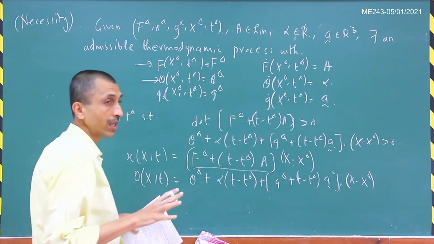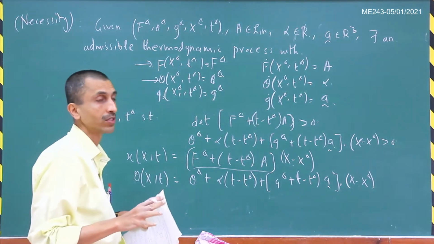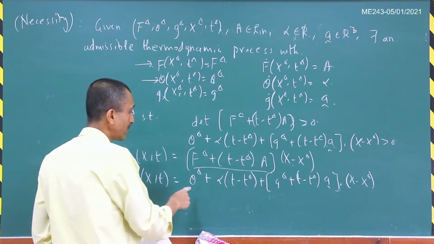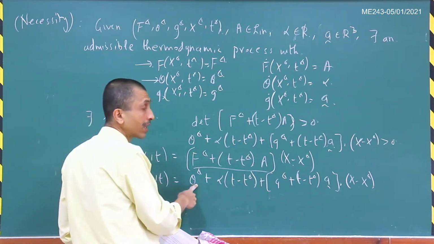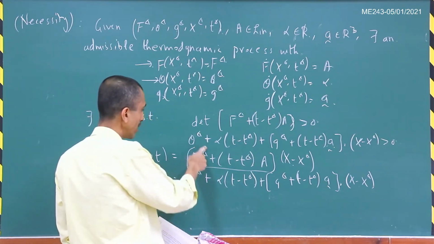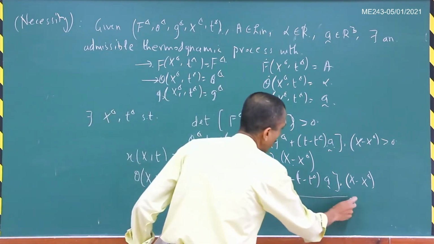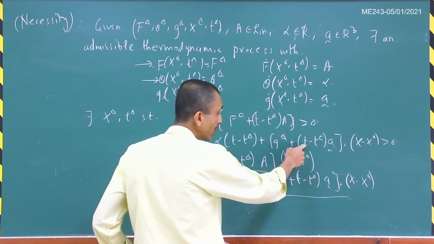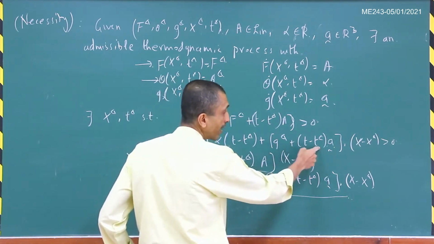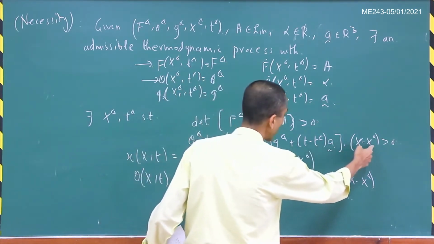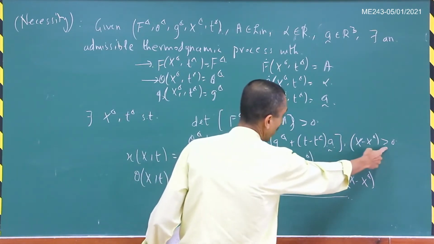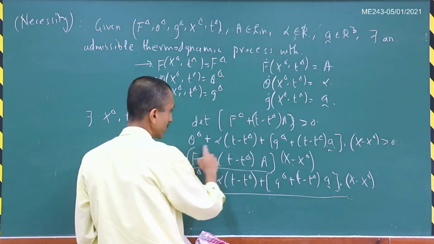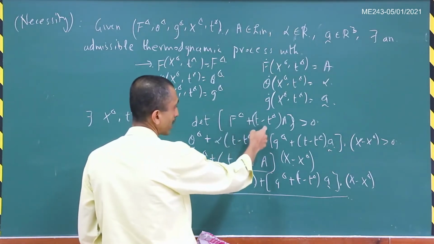And it is an admissible thermodynamic process. So what do we mean by admissible thermodynamic process? That means it satisfies the condition that the absolute temperature should be greater than 0. That is what is written here, right? Whatever is the absolute temperature, that is greater than 0 because we can choose t sufficiently close to t diamond and x sufficiently close to x diamond such that this is greater than 0. And similarly, the determinant of the deformation gradient, which is this particular term, is also greater than 0.